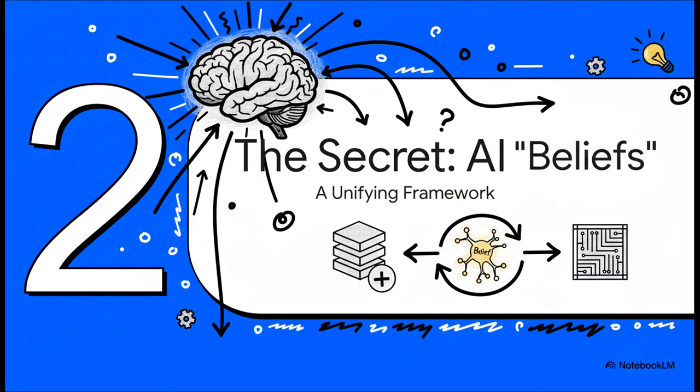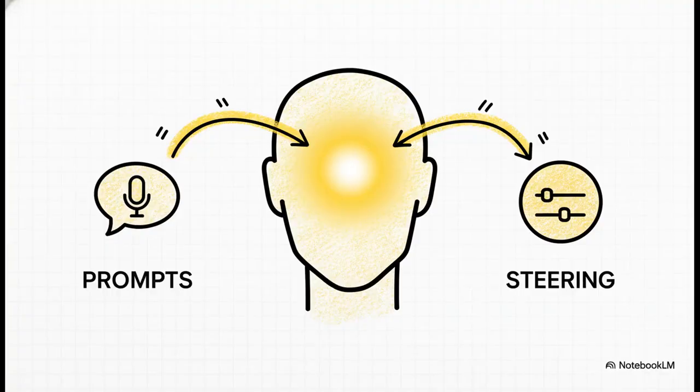So how could these two totally different approaches possibly be connected? Well, the secret, the hidden link, lies in this idea of the AI's internal beliefs. Here's the core theory, and it's pretty wild. Both prompting and steering are just different ways to adjust the very same dial inside the AI. And you can think of this dial as the AI's belief in a certain concept, maybe a personality trait or a particular style of writing. Both methods are just trying to turn that one dial either up or down.